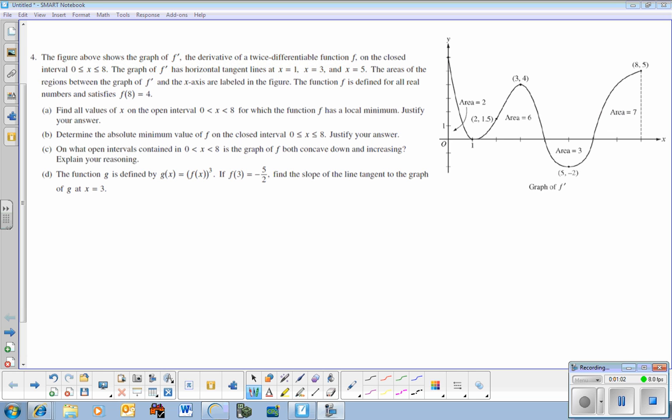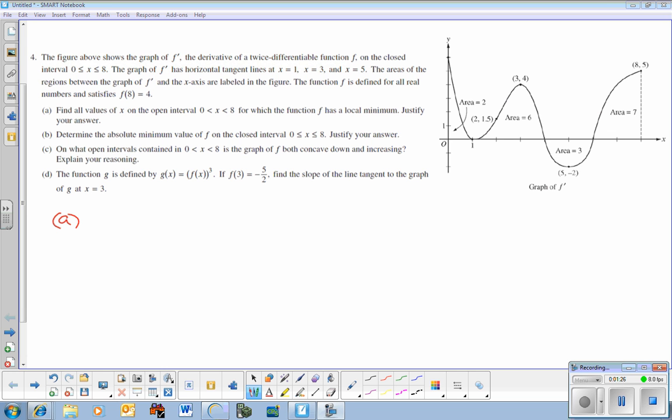We have a graph from 0 to 8, horizontal tangents at 1, 3, and 5, which is what it looks like. They're just confirming that that's the truth. And it gives us the area, so we're not going to have to integrate anything to find these areas. They're just giving them to us. So let's start with A. Find values of x between 0 and 8 for a local minimum.